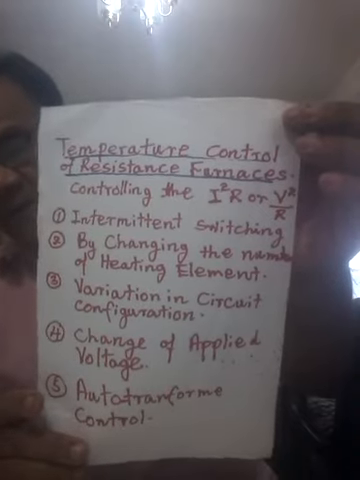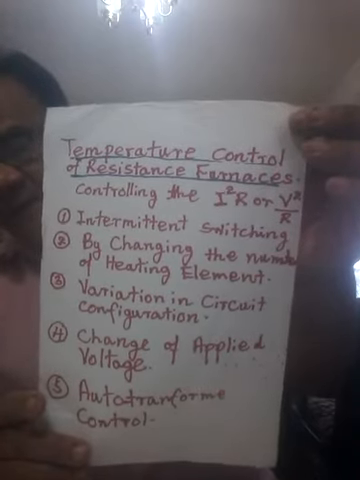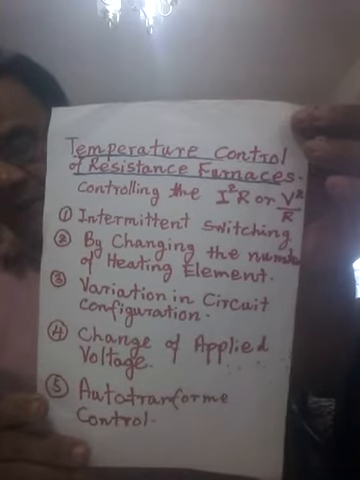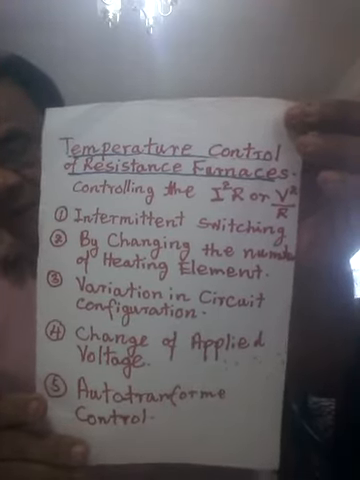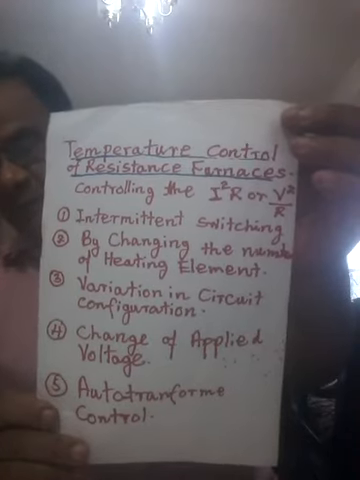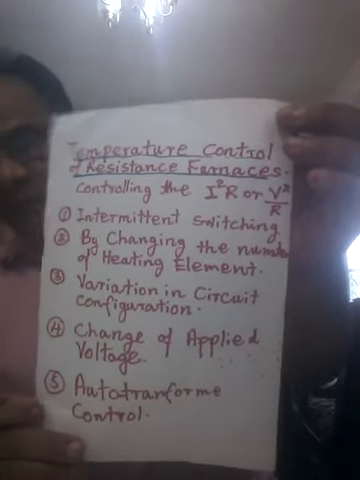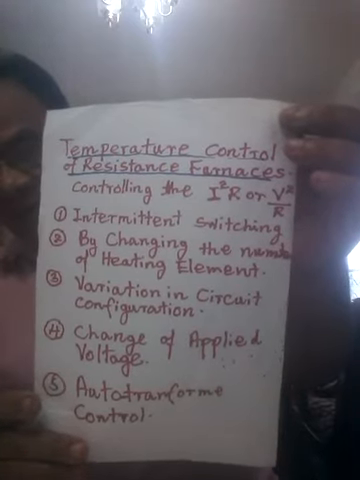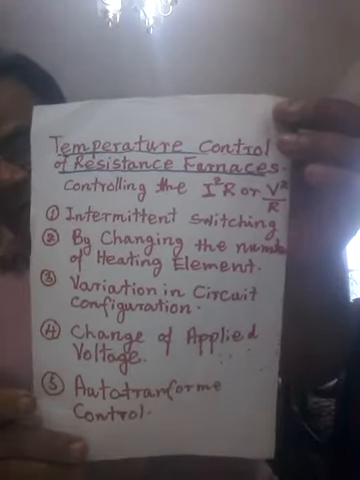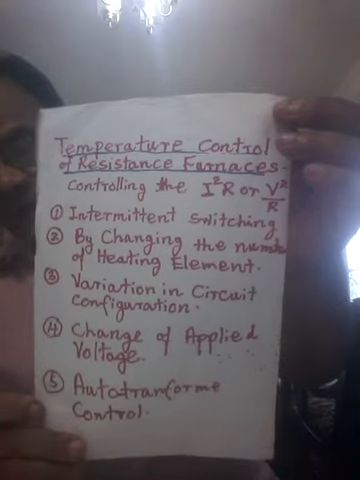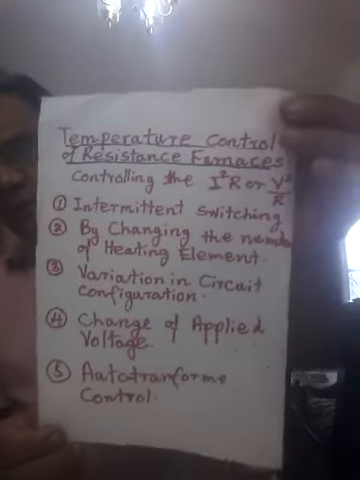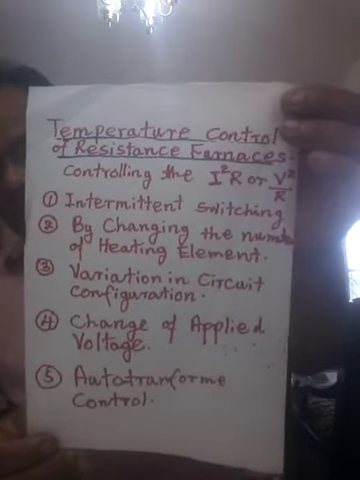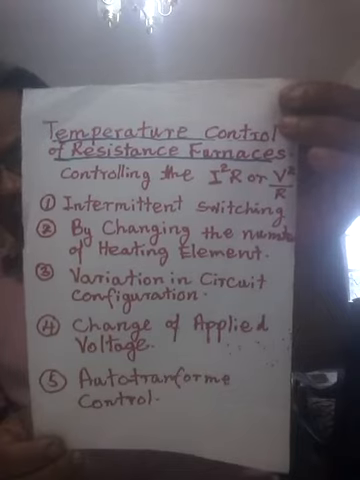For an electric iron, there is a thermostat with metallic strips. It can control the temperature of the iron, and that is a very simple example. Any other electric iron can also be controlled using the intermittent system.